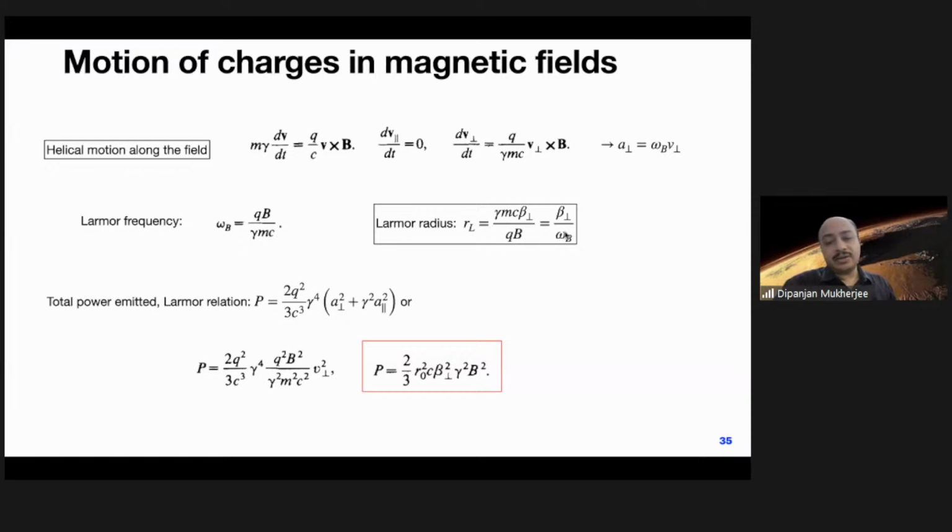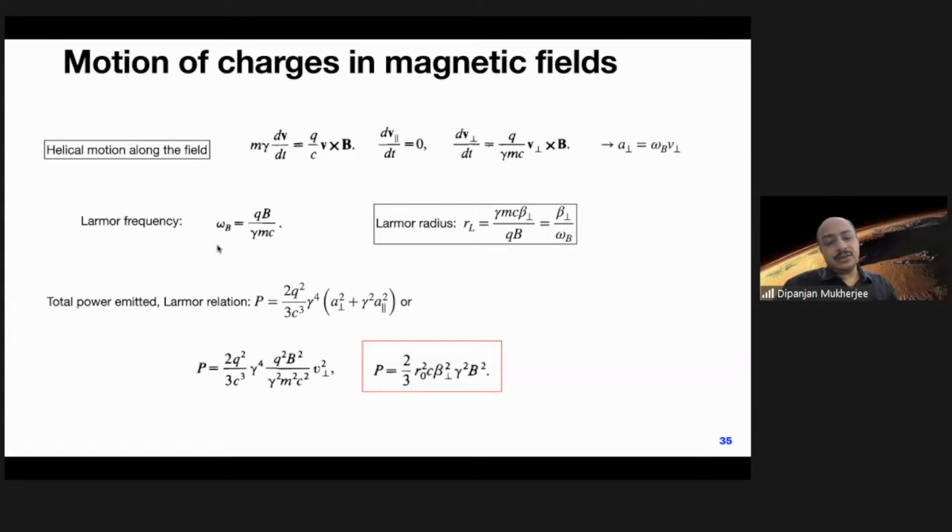And you have the Larmor radius. Okay. So these are the standard derivations. So these are not just definitions. What is important from here is identifying the acceleration vector. As I just said, if you can identify the acceleration vector, you're done. You can now compute the total power being emitted.